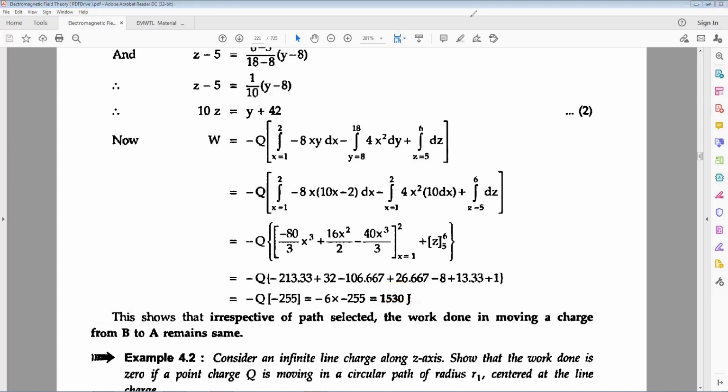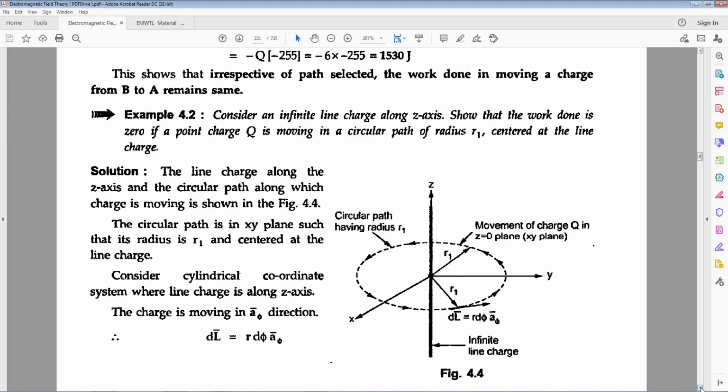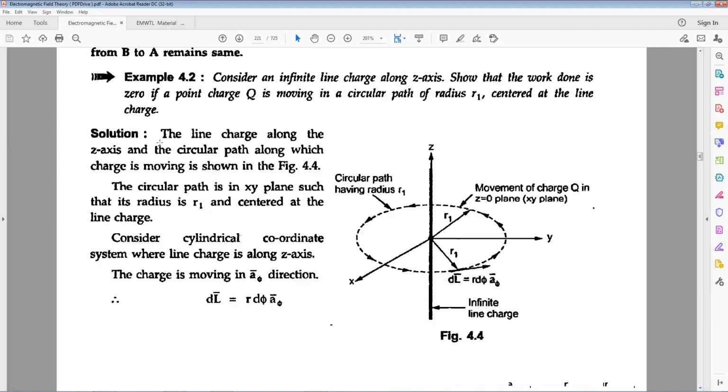The next example. Consider an infinite line along the z-axis. Show that the work done is 0 if a point charge q is moving in a circular path of radius r1 centered at the line charge. This is a circular ring, an infinite circular ring with a radius of r1.